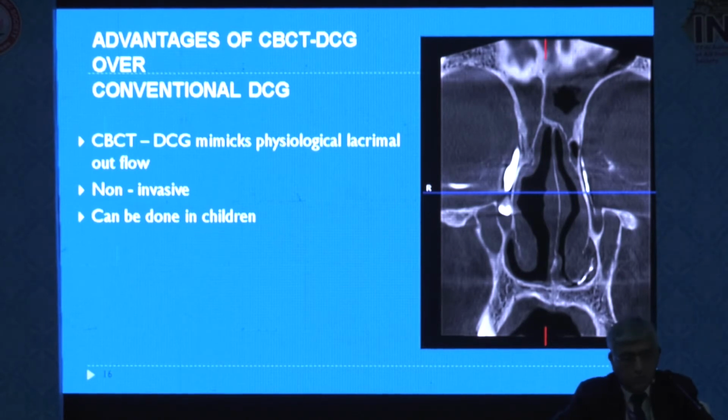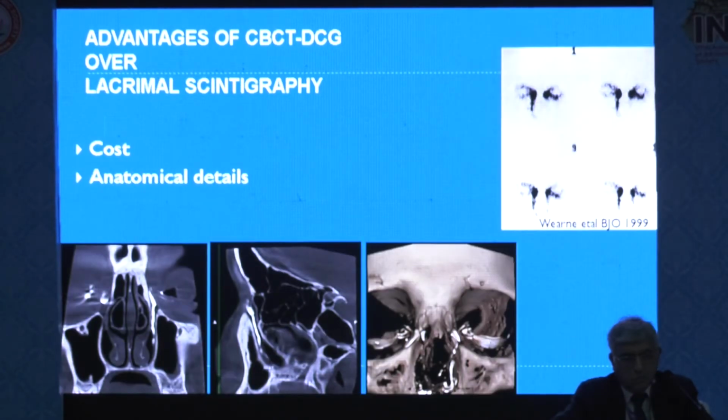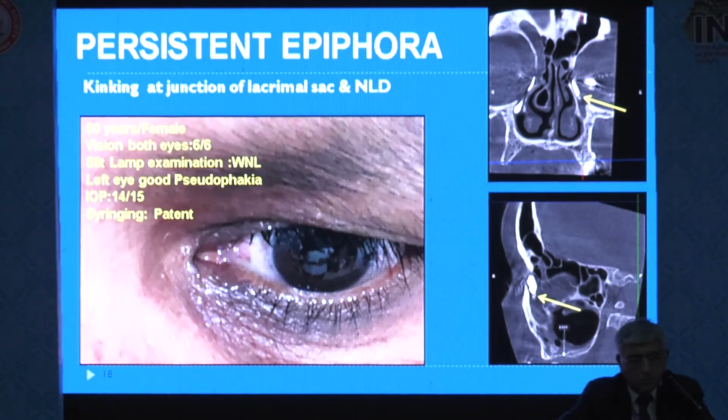CBCT DCG is purely physiological. The anatomical details provided by CBCT DCG and the cost make it superior to scintigraphy, though both tests are physiological. And back to our original patient. In this patient, CBCT DCG revealed kinking at the junction of the nasolacrimal duct and the sac, and that was responsible for the persistent epiphora, which could be easily negotiated by syringing.